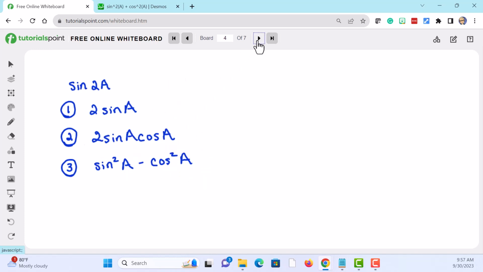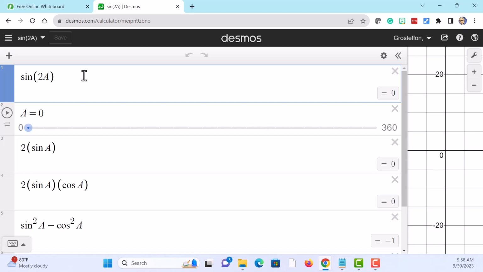For our next exercise, we have sine of 2a. Is this the same as 2 sine a, 2 sine a cosine a, or sine squared a minus cosine squared a? Here I have sine of 2a up at the top and the other expressions down at the bottom. We can see right from the start that sine squared a minus cosine squared a is different. So we're going to go ahead and eliminate that. So it's down to two choices. Is it 2 sine a or 2 sine a cosine a?